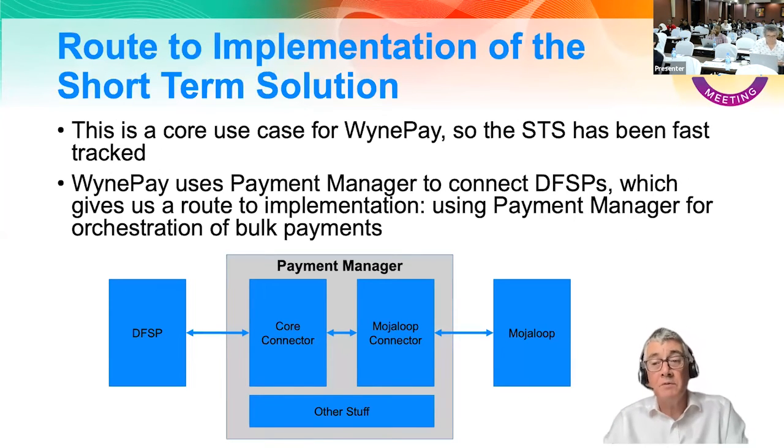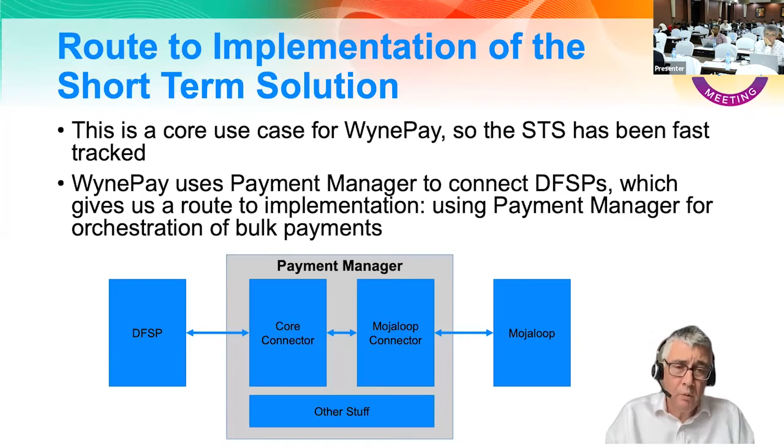The route to implementation of the short-term solution is relatively straightforward. Because, as I've mentioned already, this is a core use case for WinePay, the short-term solution has been fast-tracked by the development team. WinePay uses Payment Manager to connect all of the various participating DFSPs into the hub. And that gives us a route to implementation for bulk. We're going to use Payment Manager to orchestrate the bulk payments.